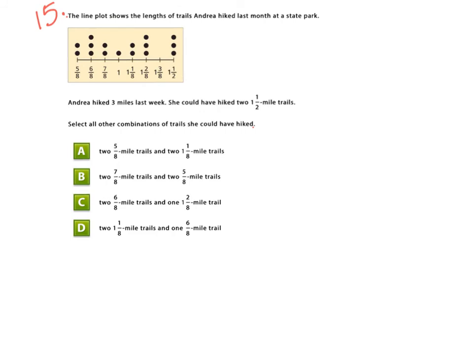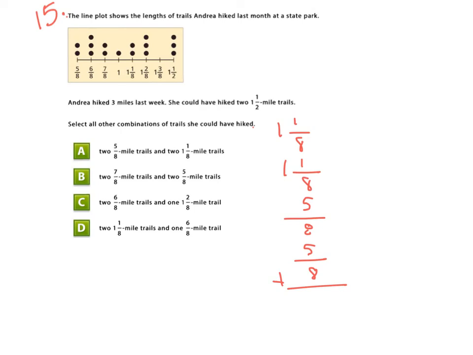Moving on to number 15. The line plot shows the lengths of trails Andrea hiked last month at the state park. Andrea hiked 3 miles last week. She could have hiked 2 1.5-mile trails. Now, let's select other combinations of trails she could have hiked. Now for part A, we have 2 1 1/8 fractions adding 2 5/8 fractions. Now let's work this problem out.